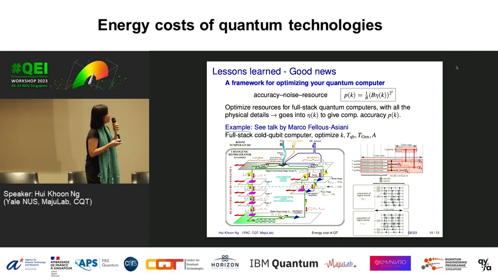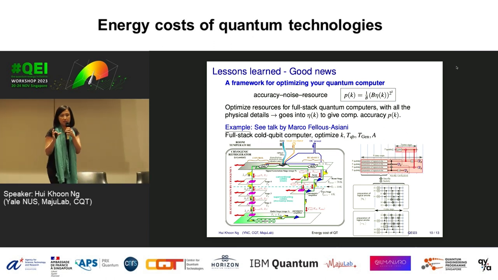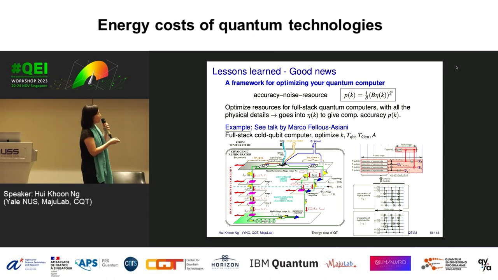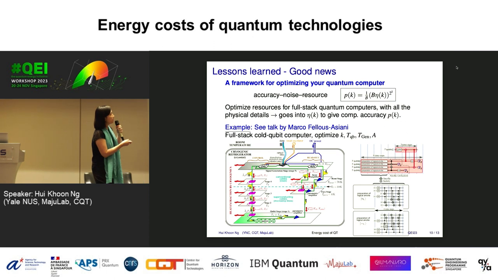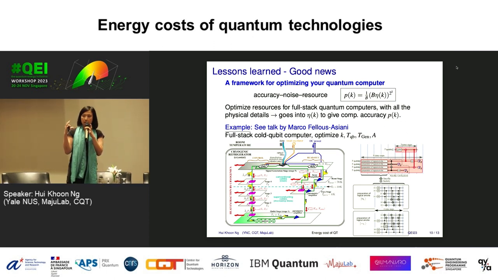But what Marco will hopefully convey to you later on is that the optimization is a lot more complex than that. It's not just about minimizing K alone. You find that when you put in your actual physical model that includes the qubit temperature, the temperature of your classical stages, some attenuating factors, you can put all of these things into one single package, and then you really optimize.